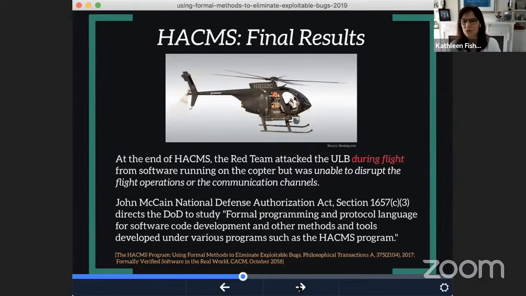And there's a question: was the missing 20% of implementation of the copter due to lack of time, or was there something particularly complicated? It was really just due to lack of time. They ran out of time.